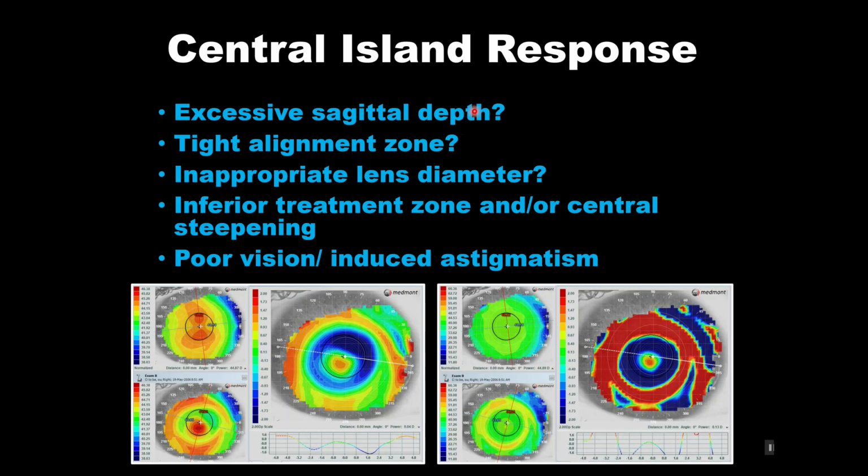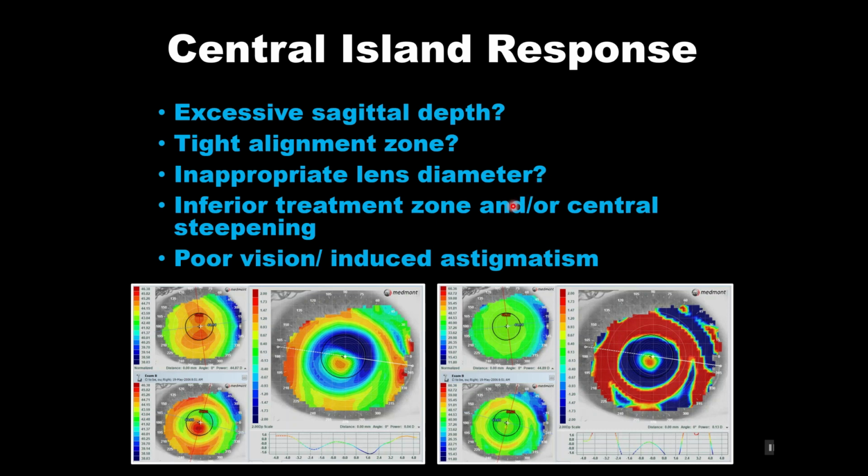Too much apical clearance and too tight an alignment zone. Central islands can also be caused by an inappropriate lens diameter, a lens too small for a large cornea or a lens too big on a small cornea. So consider reducing sagittal depth and flattening the alignment zone, but also check your lens diameter. Make sure that we didn't start out with the wrong diameter of lens.